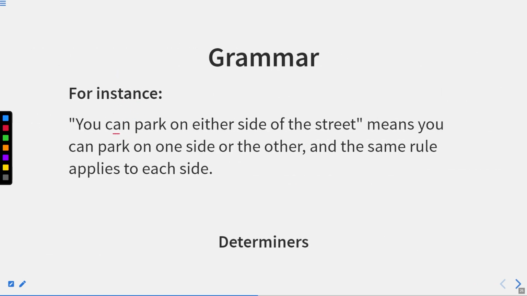For instance, you can park on either side of the street. It means there are two sides. It means you can park either over here or here, but one at one time. You cannot park your car on both sides together.